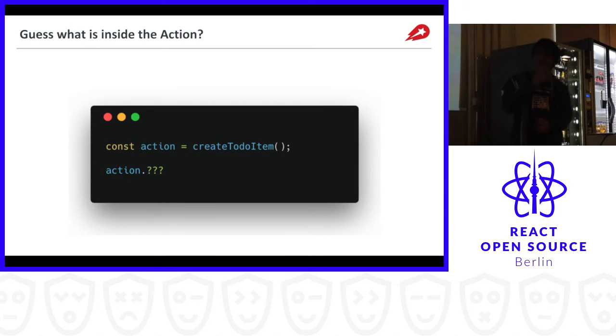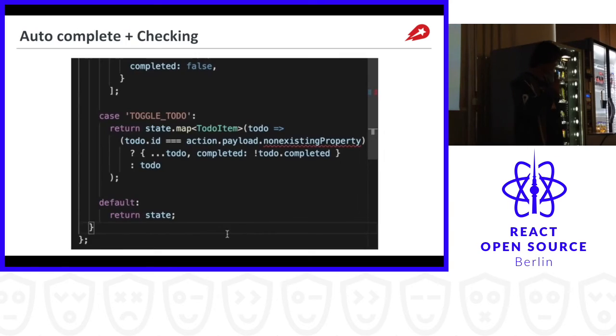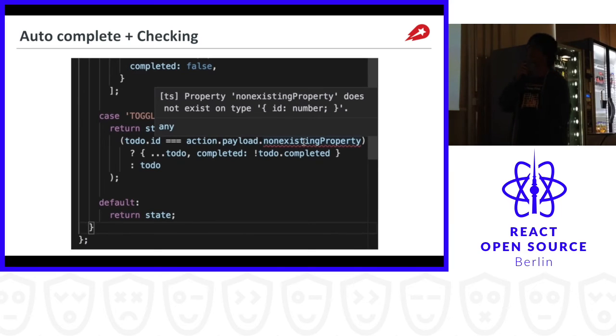So here's the challenge. We have an action object here. Can you guess what is inside this object? Basically, you can't, because JavaScript has no idea about your object at all. So you can see here I try to access a non-existing property inside action. But JavaScript doesn't understand, so it lets you do this. Here's our hero, TypeScript.